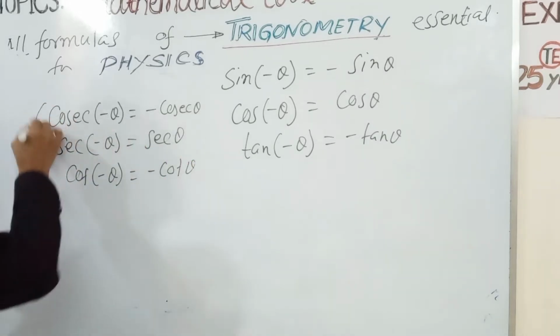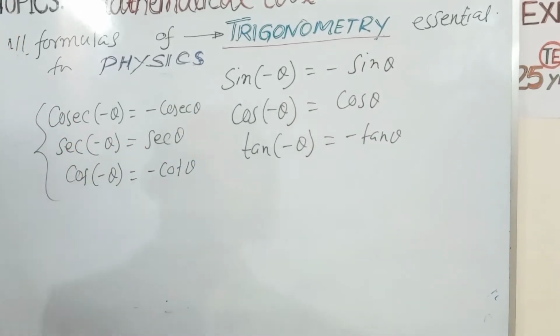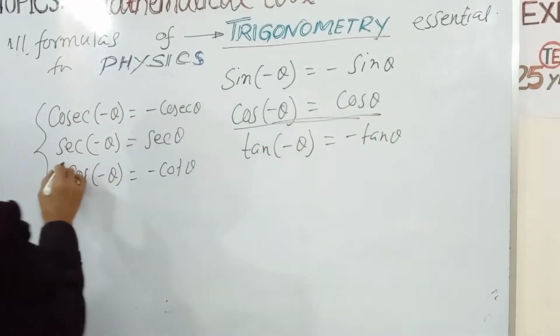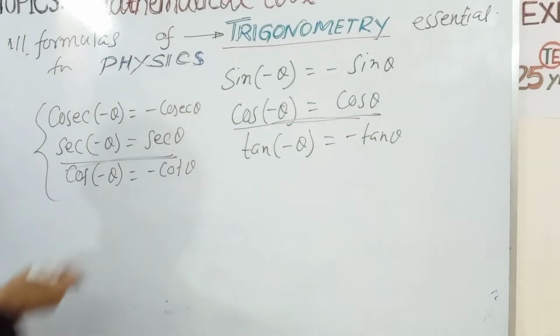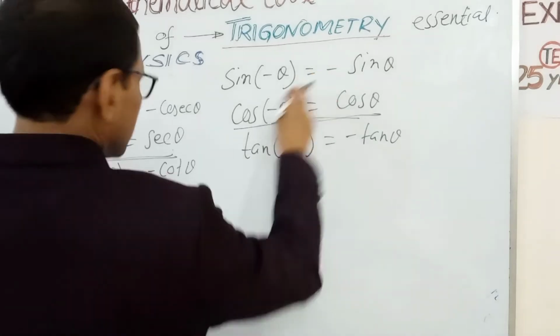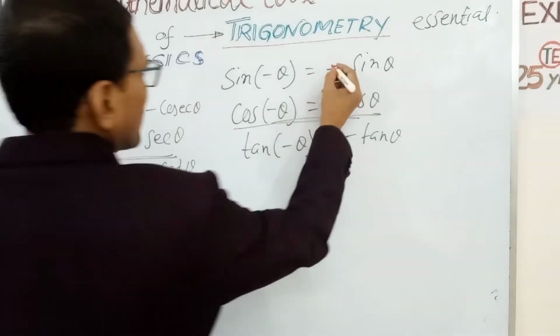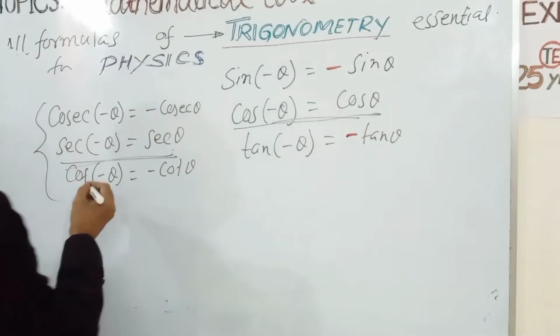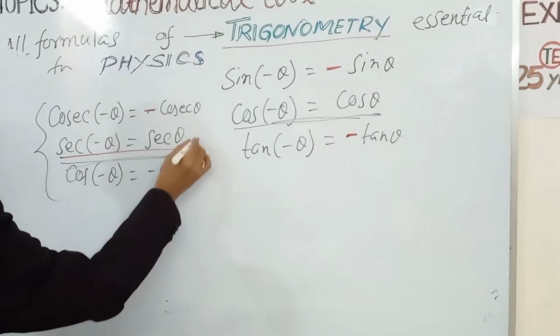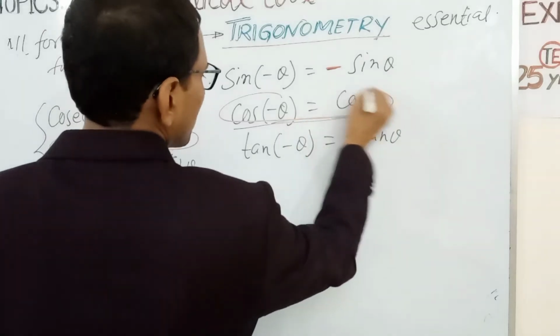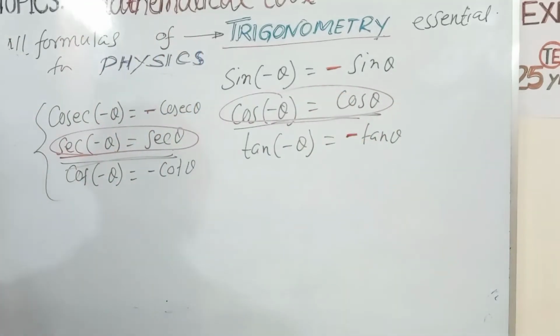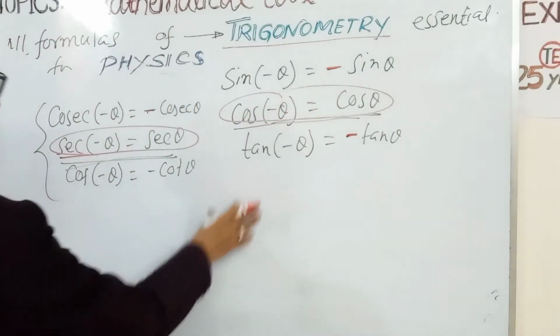Only cos and sec, the angle will be absorbed. All other ratios, the minus will be outside. Sin of minus theta equals minus sin theta. Only cos and sec, the angle will be absorbed. I can show you, but this will be longer.